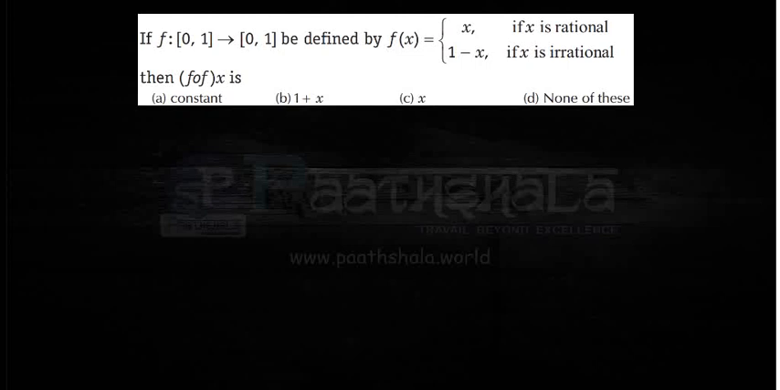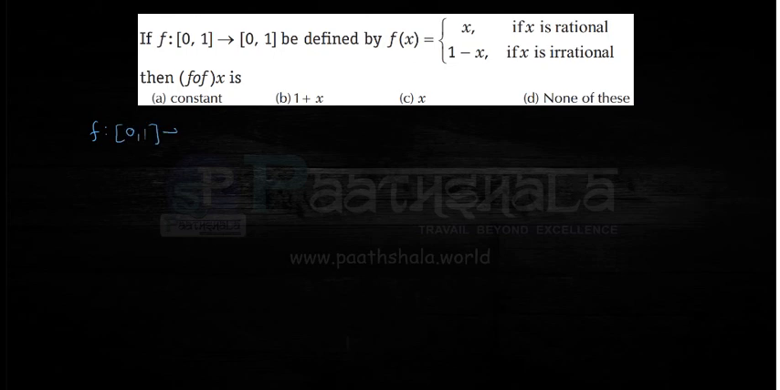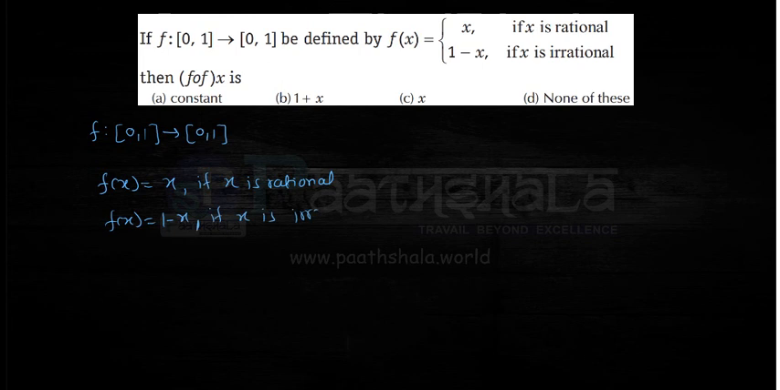We are given a function f from [0, 1] to [0, 1], defined as f of x is equal to x if x is rational, and f of x is equal to 1 minus x if x is irrational.